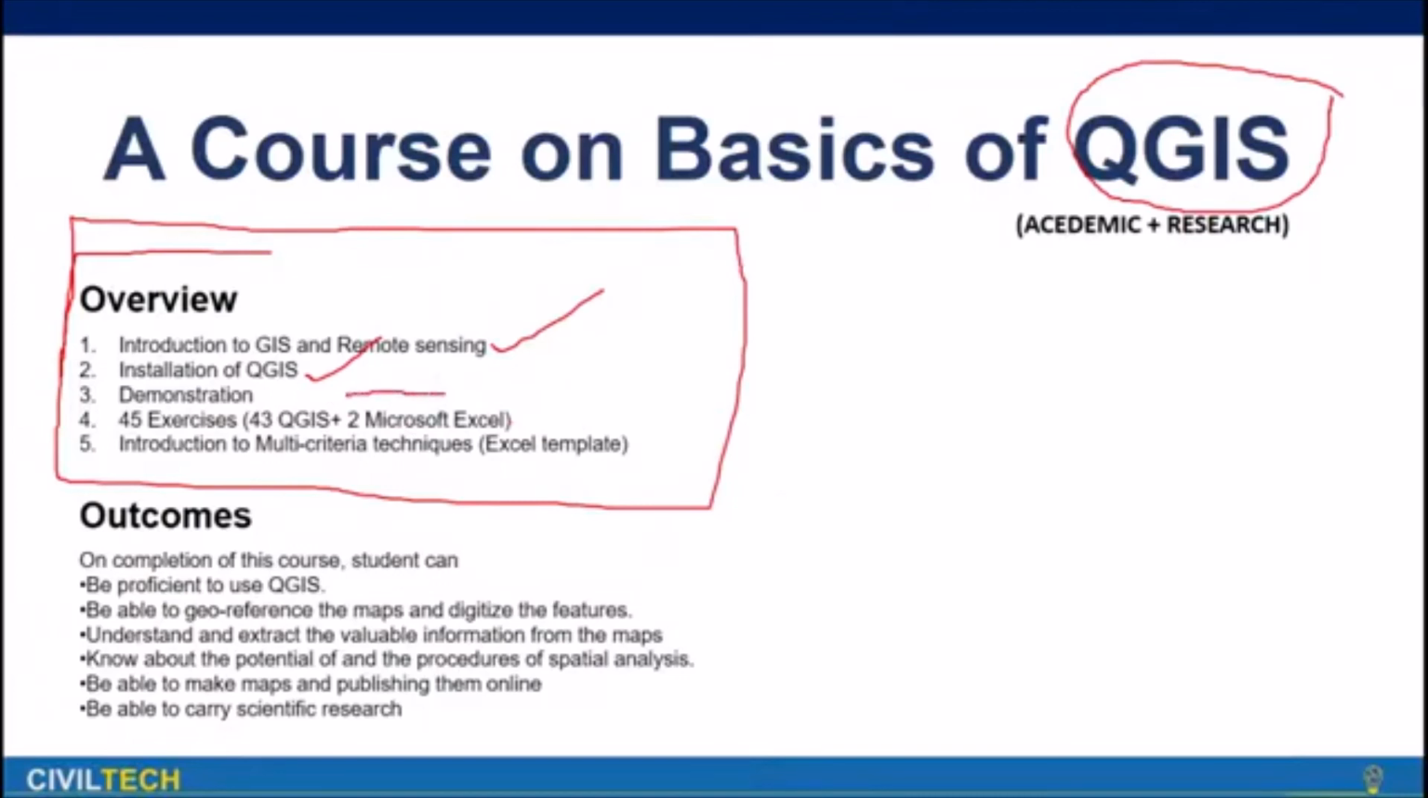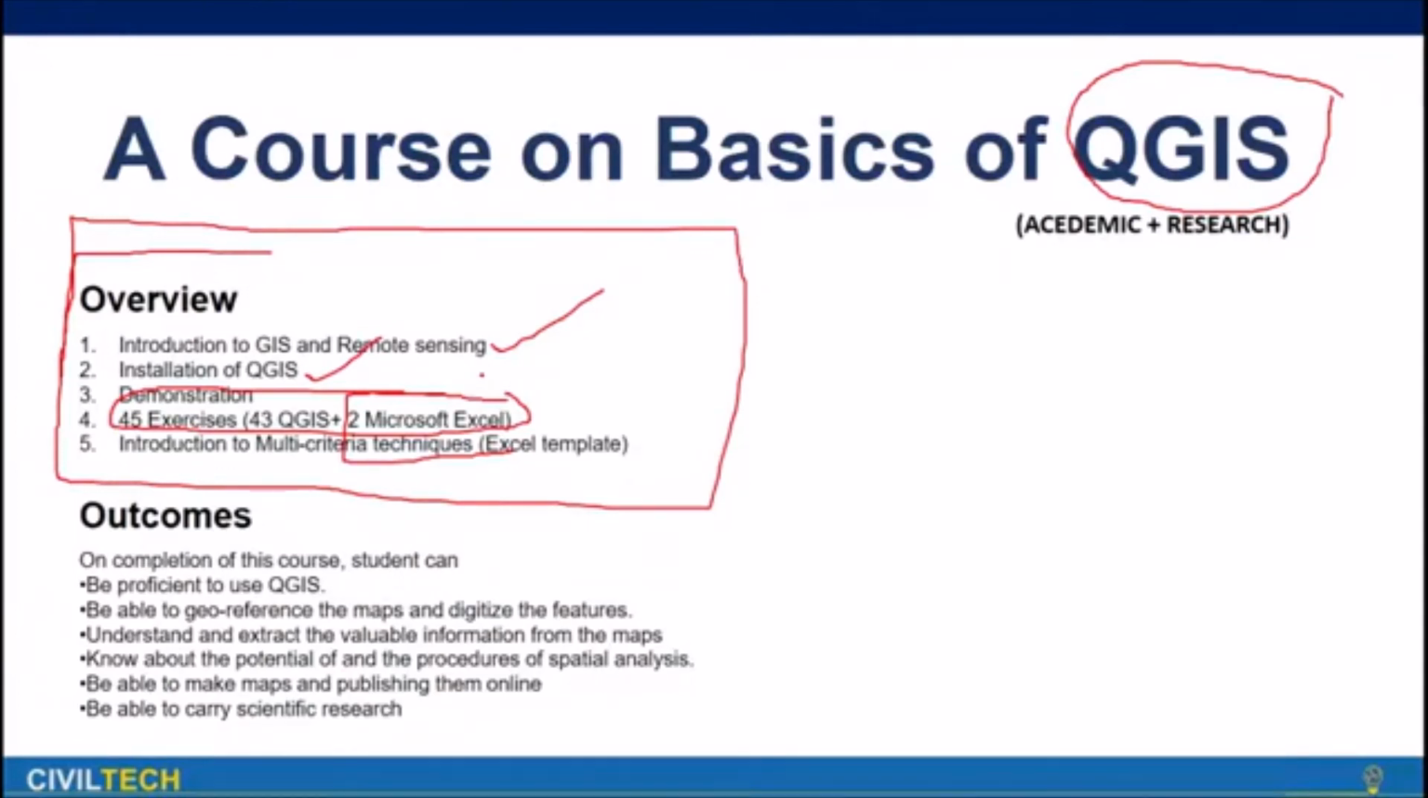So GIS just gives us the output, but you need to do some analysis later also, for which the techniques in Microsoft Excel are required. So these 45 exercises are differentiated into two things. One is QGIS exercises, and we even train you on Microsoft Excel in the last lecture. And at the last, we teach you a few of the multi-criteria techniques, which is especially for the MTech people, so that you can publish scientific studies. So we teach you the analytical hierarchy process and the TOPSIS technique. Details will be shared with you later.